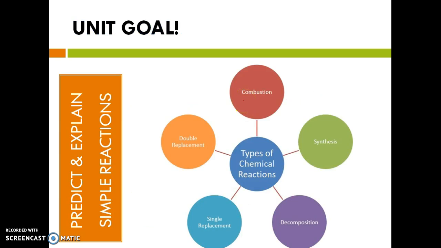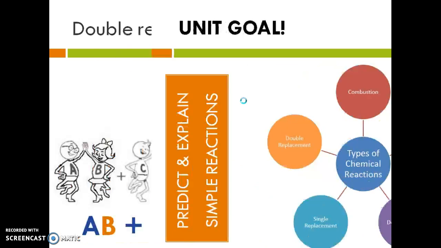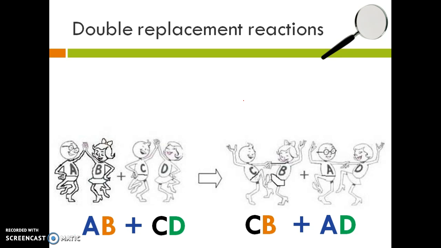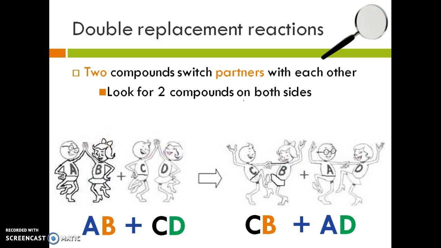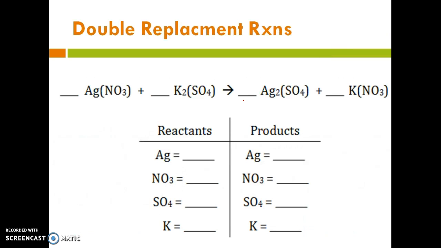The last one is very similar to single replacement, but we're doing 2 replacements, double. So take a look at the dancing analogy. You have 2 couples dancing, A and B and C and D. And simply both partners swap with each other. 2 compounds on the reactant side and 2 compounds on the product side, and they switch partners. So these are probably the biggest, the beefiest looking reactions because we're dealing with multiple compounds. So let's try our hand at this one.